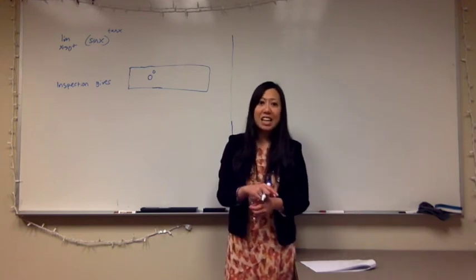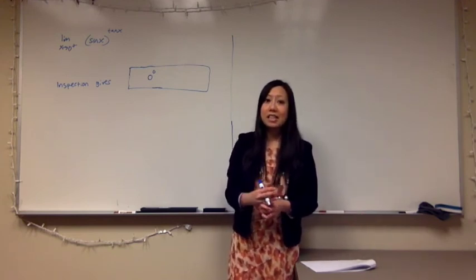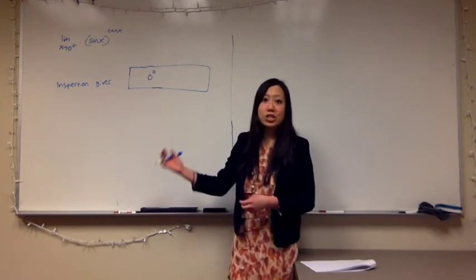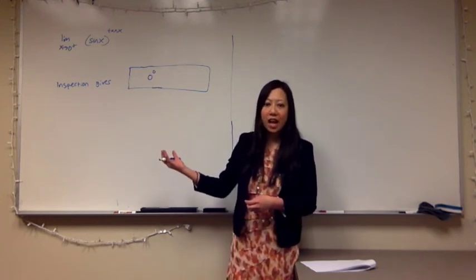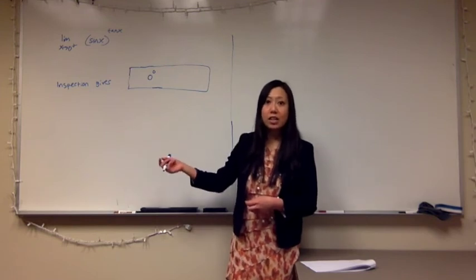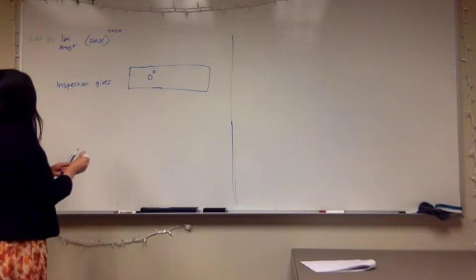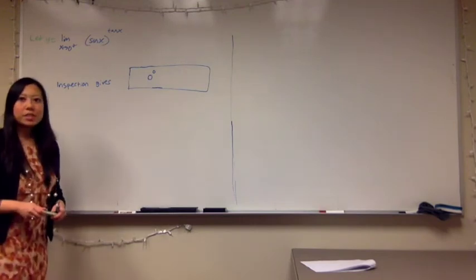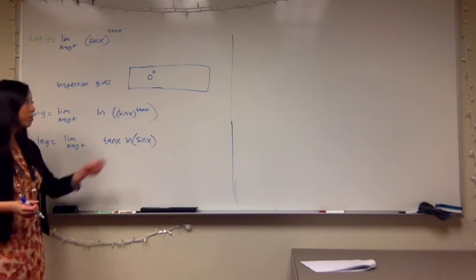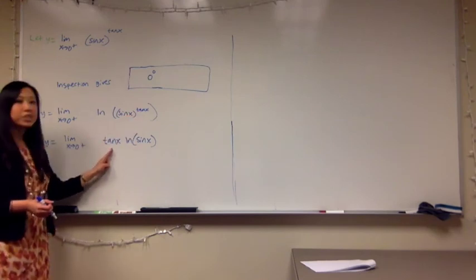I'm going to get that exponent to come down by taking the natural log of each side, but right now I don't have an each side because I only have one side. So I have to let y equal this limit, and then I can go ahead and take the natural log of each side. Now using the law of logs, I take this exponent and I bring it to the front.